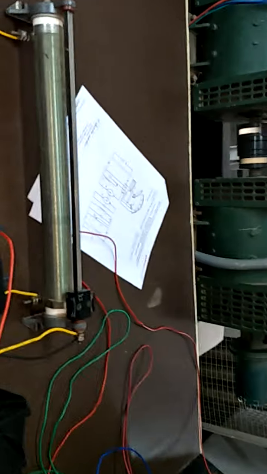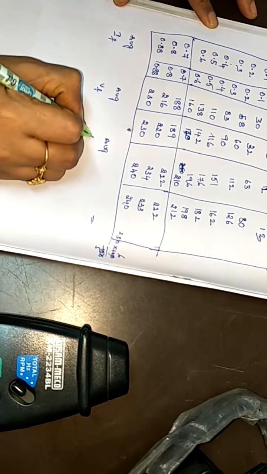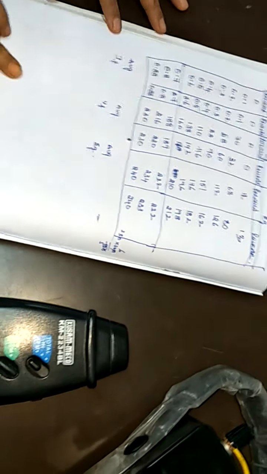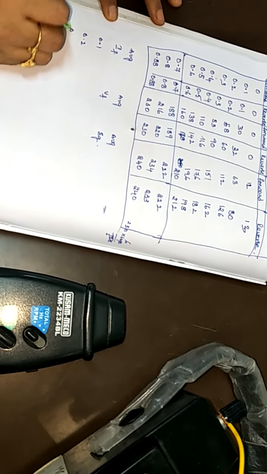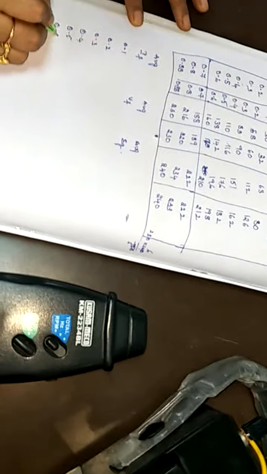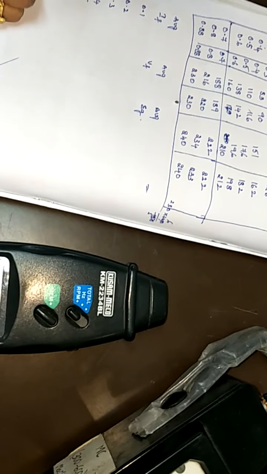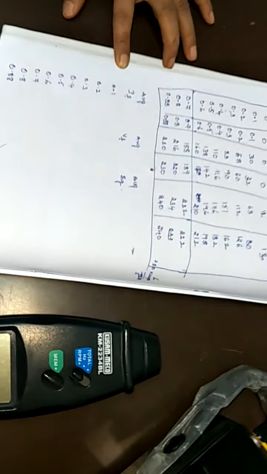DC shunt generator. Once you take down the readings, you need to find out the average values of IF, average value of VF, and average value of generator voltage. Is it clear? So once you find out all these things, you need to draw the graph between IF, VF, and also generator voltage. Is it clear? Tabular column which already done.